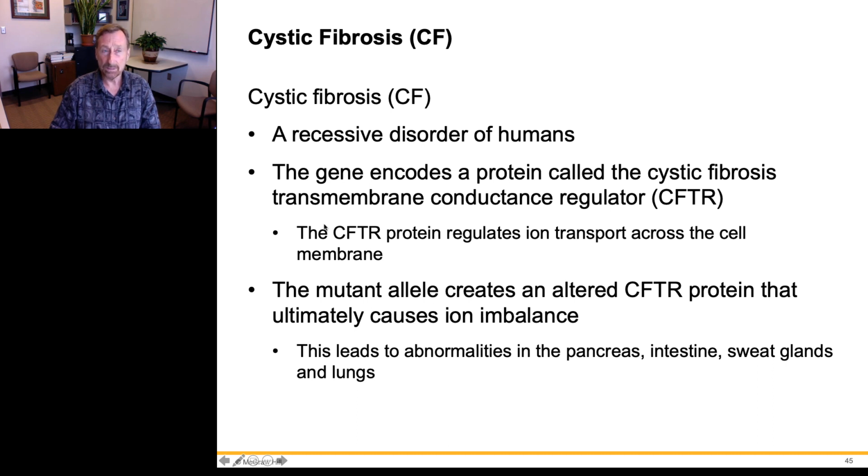And typically, the most prominent symptom is lung infection. So they have very thick mucus because their chloride balance is off. That affects water balance and causes their mucus to be very thick. And that just creates an environment for lots of lung infections.